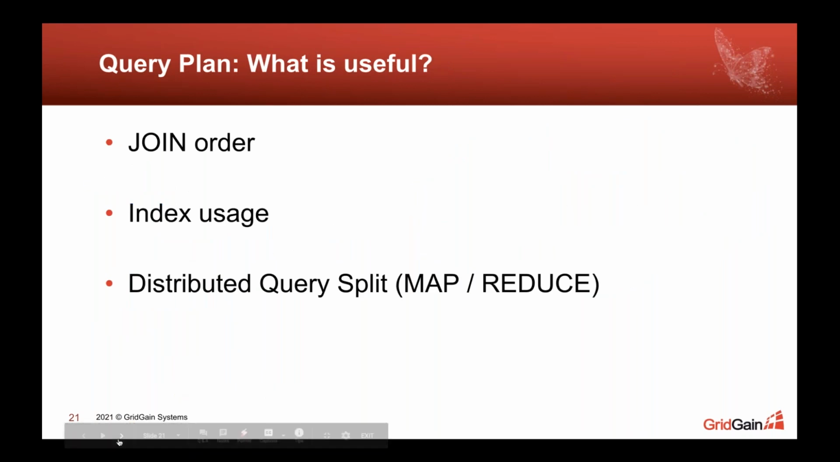Well, so let's sum up. What useful things could be extracted from a query plan? It's join order, index usage, and splitter result: how it was actually split.